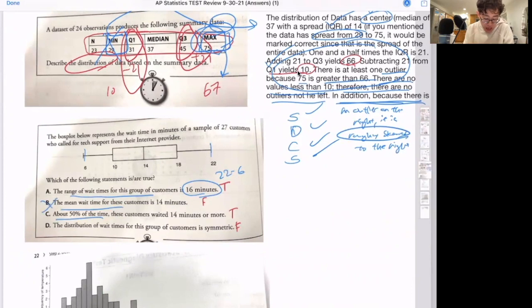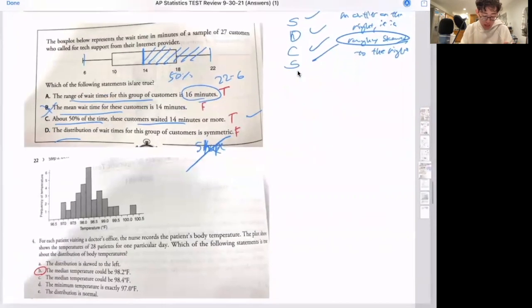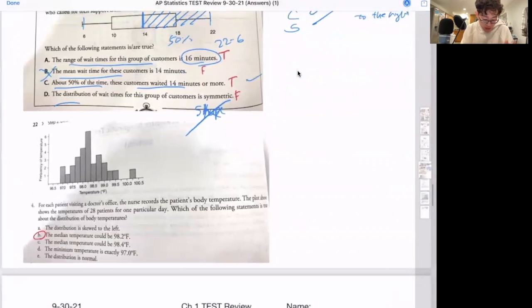About 50% of the time, the customers waited 14 minutes or more. Remember, that's the median. This represents 50% of the data. So 50% waited more than 14. Absolutely true. The distribution of wait times for this group of customers is symmetric. I can't tell that. You can't tell me the shape from the box and whisker plot. So the shape is indeterminable. Therefore, it's going to be false for the last statement. This is a very simple question.